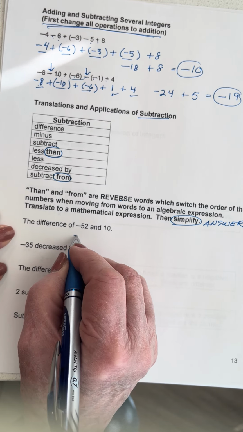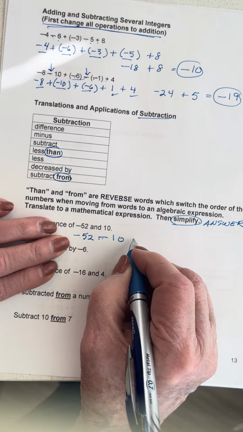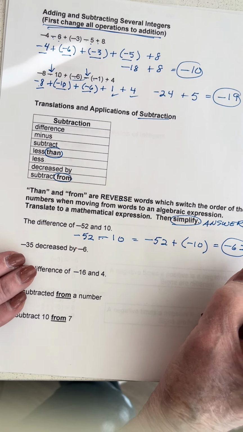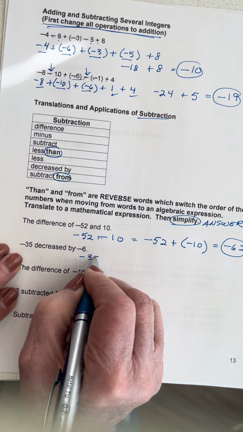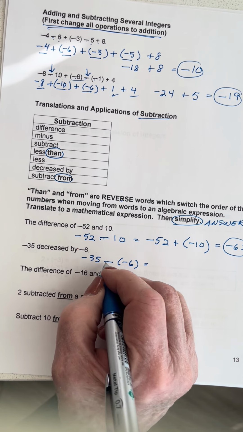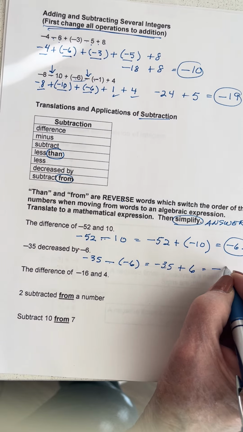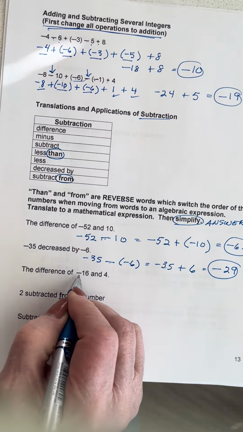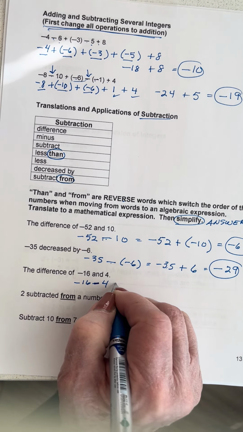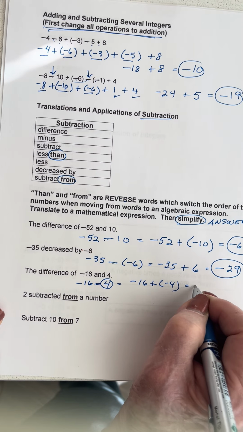The difference, that means we're going to subtract negative 52 minus 10. Now, we're going to change, instead of subtracting a positive, we're going to add a negative, and now we have 62 negatives. Negative 35 decreased by negative 6. So we're subtracting negative 6 from negative 35. So instead of subtracting a negative, we're going to add the opposite or a positive. And now we have more negatives, and it looks like 29 negatives. The difference of negative 16 and 4, this means subtract. So negative 16 minus 4, instead of subtracting, we're going to add the opposite of 4, which would be negative 4. Now we got a bunch of negatives, about 20.